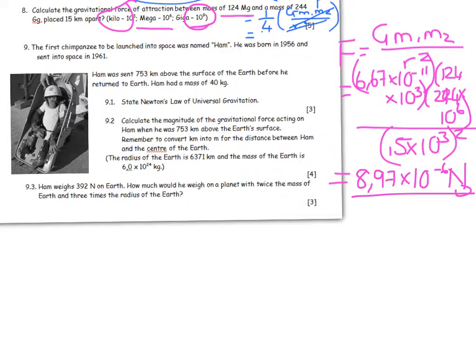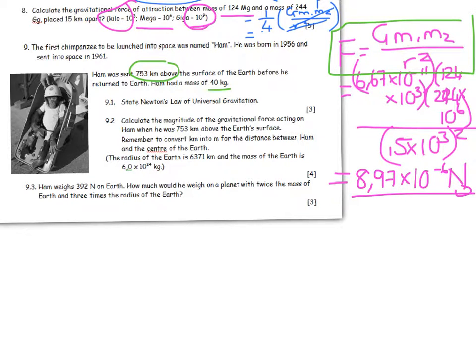The first chimpanzee to be launched into space was named Ham. He was born in 1956 and sent into space in 1961. Ham was sent 753 kilometers above the surface of the Earth, and he had a mass of 40 kilograms. State Newton's universal law of gravitation. You have to learn your laws, guys. You can use this as a helpful hint, but you can't not know what the law is.